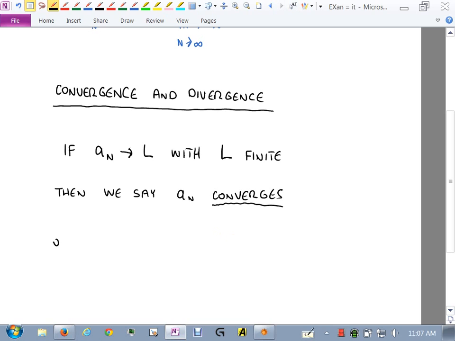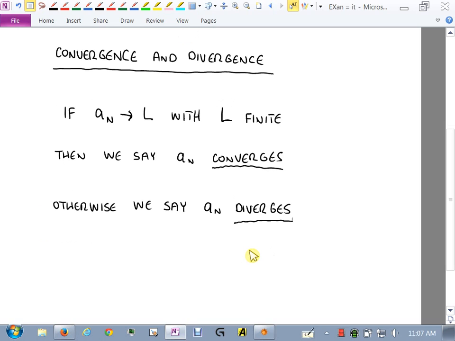Otherwise, we say a sub n diverges. Now there's something subtle here that I don't want you to miss. If the sequence goes to a finite number, that's convergence. Any other case, we say it diverges. What I'm not saying here is that if it goes to infinity, that's the only way we can say it diverges.